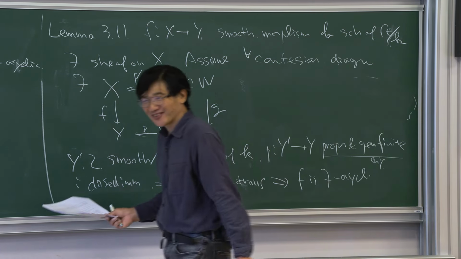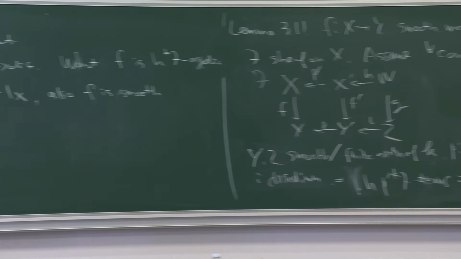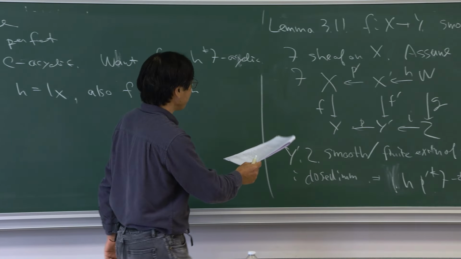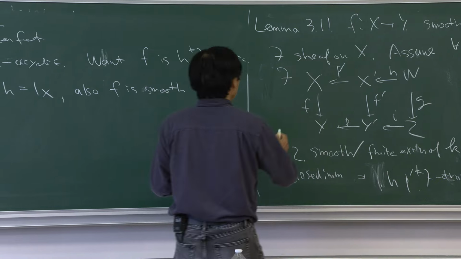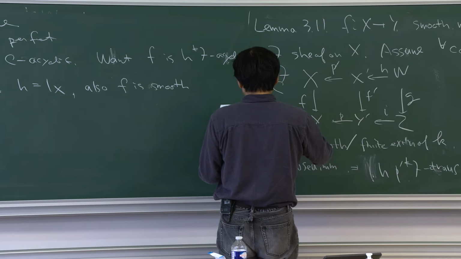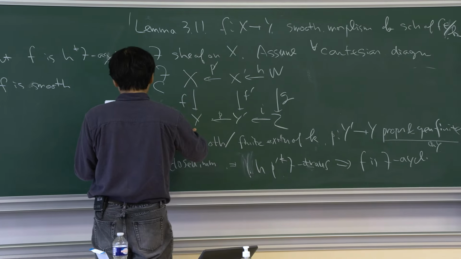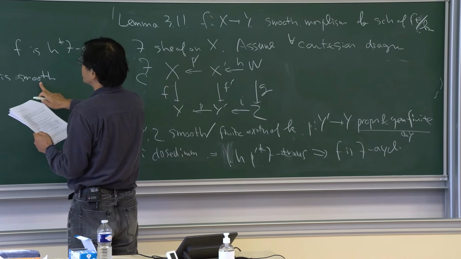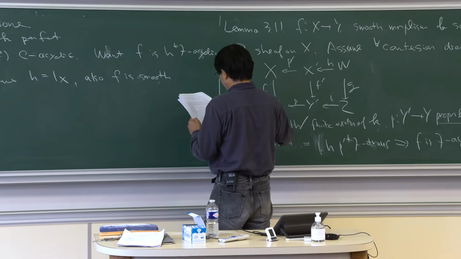I don't want to go into the proof of this, so let me just admit this. Okay, so we want to apply this to this situation. So we have C here, and we have a map here, F here, and F is smooth, and F is C acyclic.